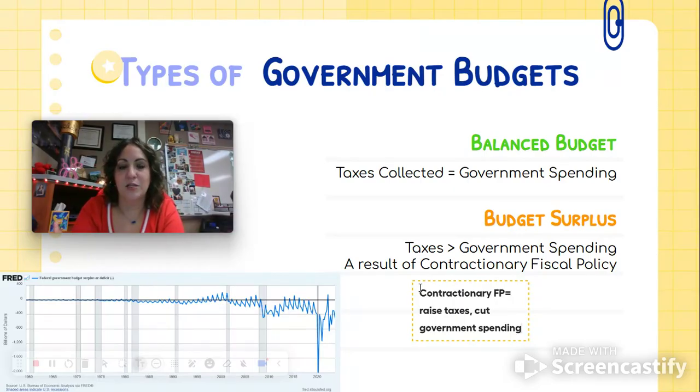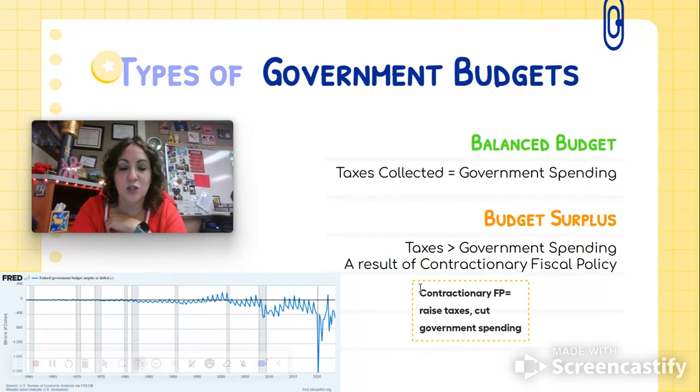They cut government spending. Well, if you raise taxes and you bring in more taxes, and you cut your spending, eventually you're going to run into a surplus. And so whenever we have contractionary fiscal policy to fix maybe an inflationary problem, that actually is going to create this extra money for the government.